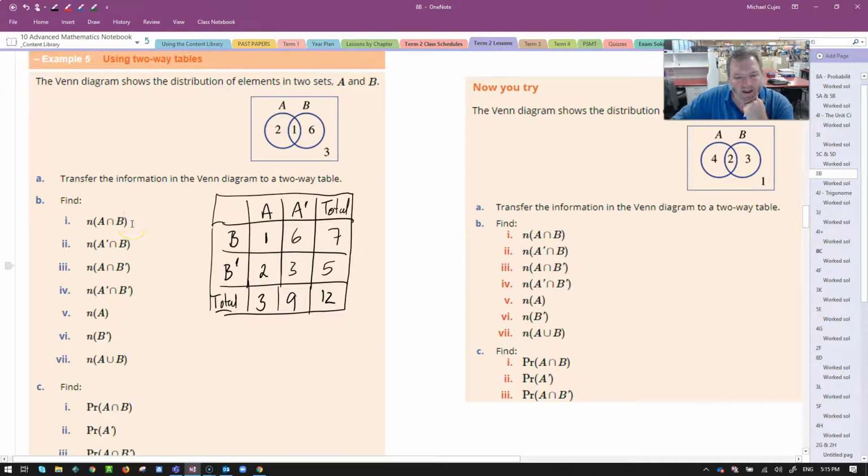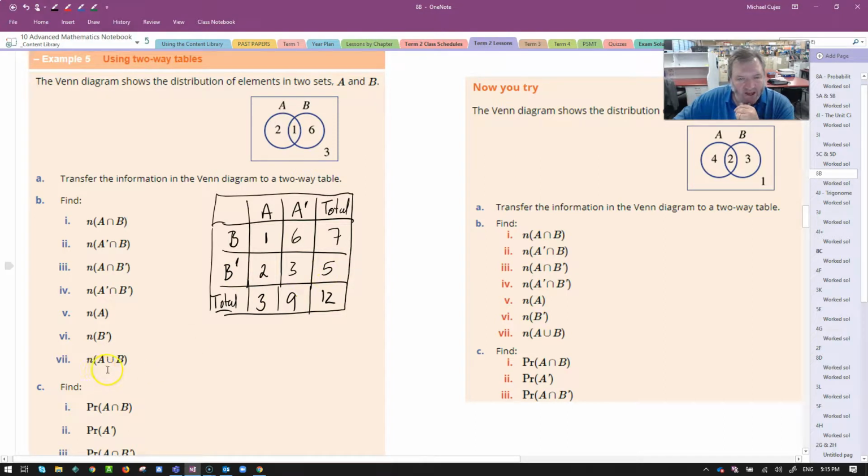Number in A and B, 1. Number not A and B, 6. The number in A and not in B, A and not B, 2. The number in not A and not B, that's those 3 right there. The number in A altogether, that's the total, go down to the bottom, 3. The number that are not in set B, it's a total of 5.